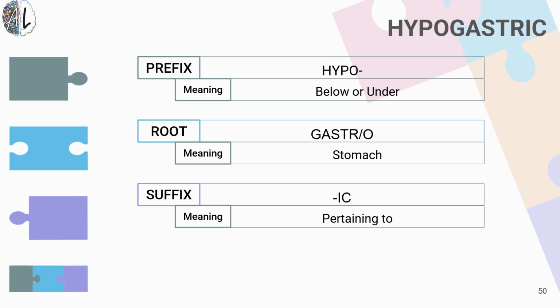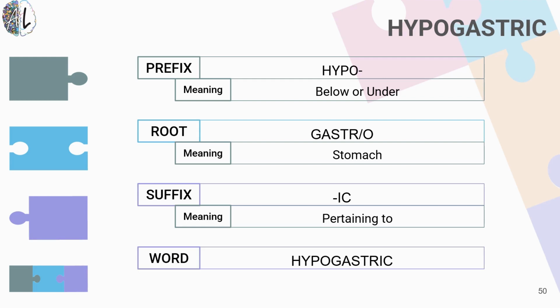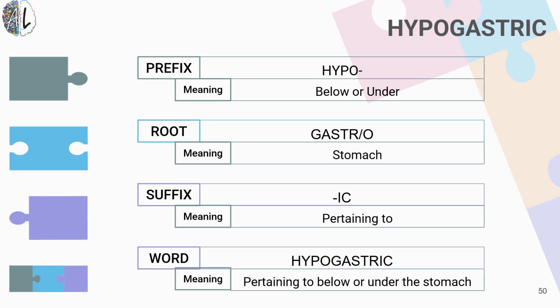So in this case, the meaning of the suffix is pertaining to, and you should start your definition with the words pertaining to. So here is our total word, hypogastric. And you can see here that our total definition started with the words pertaining to. So pertaining to being below or under the stomach. And again, I mentioned that the prefix and the root term can go in a few different orders. In this case, it makes more sense to define the prefix first and then the root term. So a hypogastric item is anything that is found underneath the stomach.